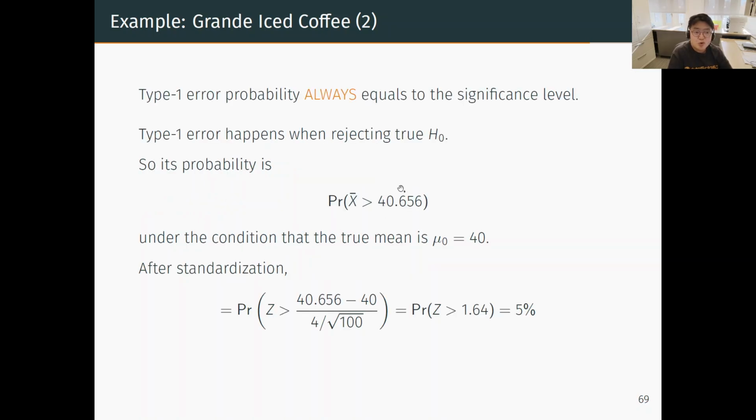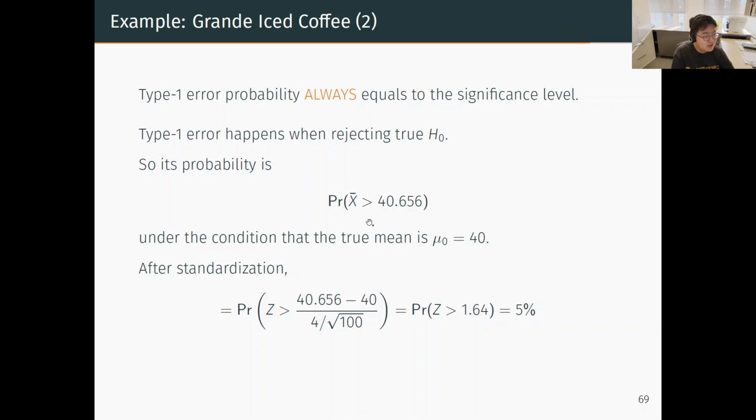So first, the type 1 error probability. I said the type 1 error probability is always the significance level. Still, no matter if it's one tail or two tail. So if you wanted to see that from algebra, you can just follow the same logic. We are going to make a type 1 error when you reject a true null hypothesis. So rejection means x bar is greater than the critical value, right? X bar is greater than the critical value under the condition that the null hypothesis is true, which means the true mean is 40 degrees.